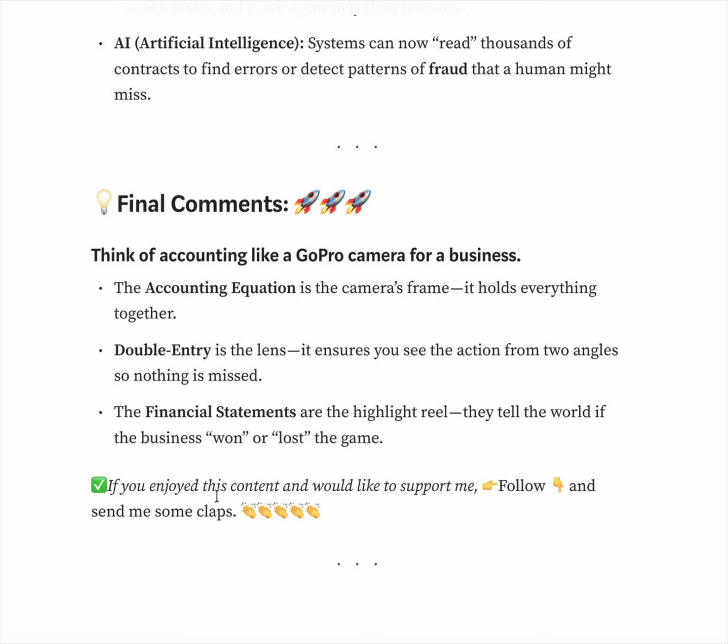Okay, so finally you can think of accounting like a GoPro camera for your business. The accounting equation is the camera's frame, it holds everything together. Double entry is the lens, it ensures you see the action from two angles, so nothing is missed. The financial statements are the highlight reel that tells the world if the business won or lost the game. Okay, so this is very important.